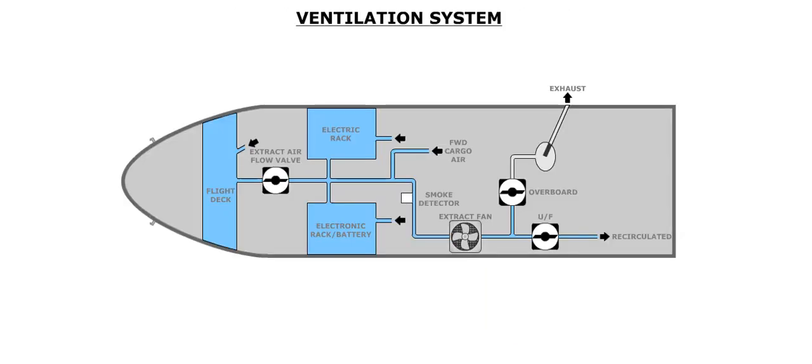The flight deck, forward cargo compartment, and the electric and electronic equipment racks are ventilated using ambient air. This air is then recirculated to the pressurized compartment or exhausted overboard. The direction of the air is controlled by two valves: the underfloor valve and the overboard valve.